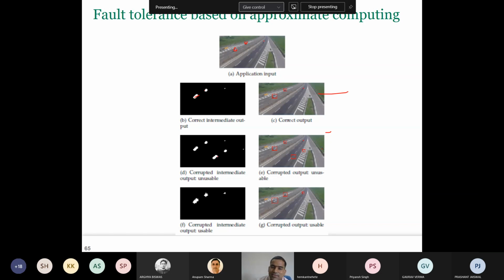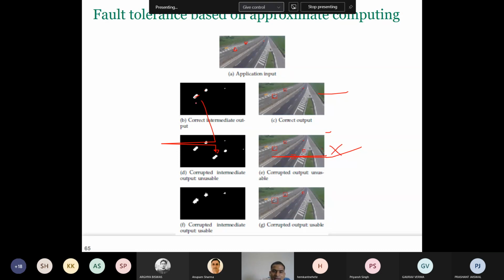Now suppose some error happens because something becomes faulty. Either the hardware circuit is faulty or the software is faulty or whatever. Now suppose our mask changes to this. Then it is an unusable output. Why? Because we are detecting even those things which are not vehicles as vehicles. So this is a big mistake.